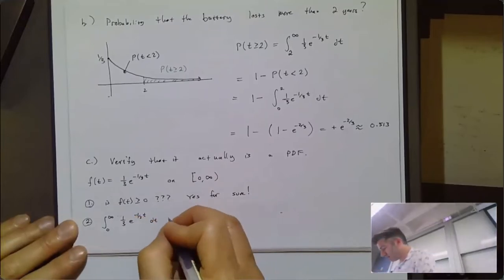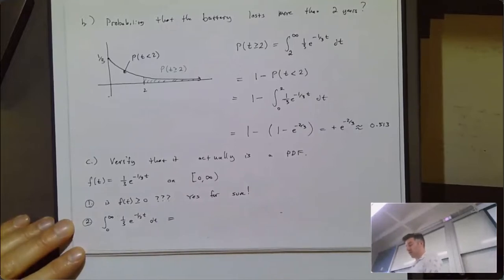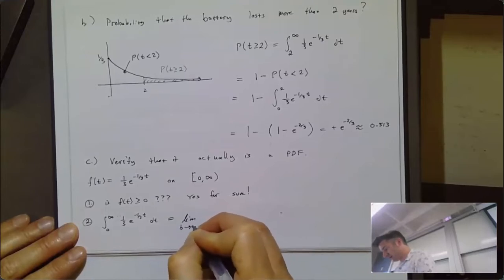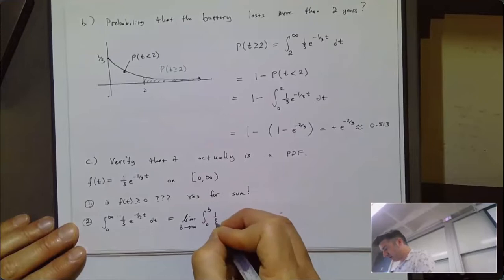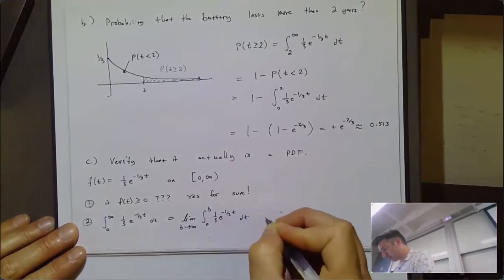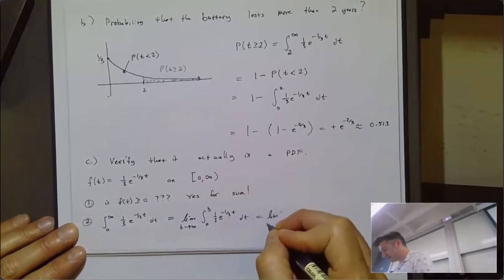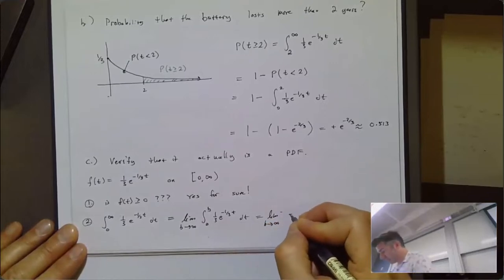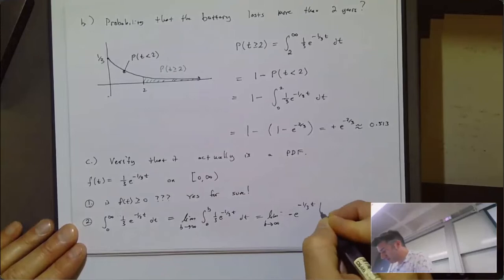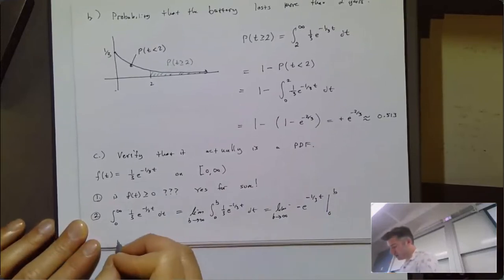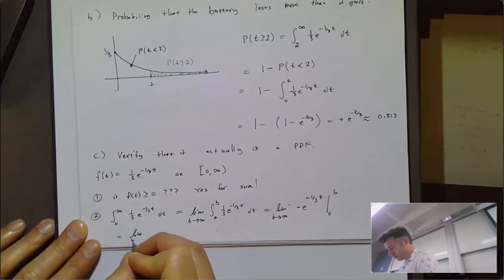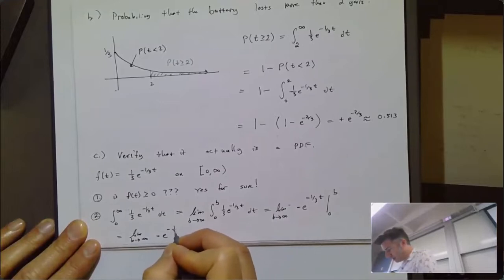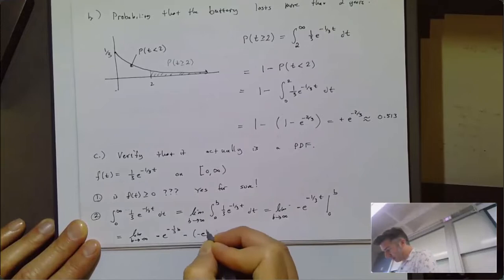So that integral, we did the integral before, but now we're going to use a limit. It's going to be the limit as b goes to infinity of the integral from 0 to b of 1/3 e to the negative 1/3 t dt. That integrates as, well, we've already done before. The integral of 1/3 e to the negative 1/3 t is just negative e to the negative 1/3 t from 0 to b. Then we plug in b, and we plug in 0. We get the limit as b goes to infinity of negative e to the negative 1/3 b minus negative e to the negative 1/3 times 0.